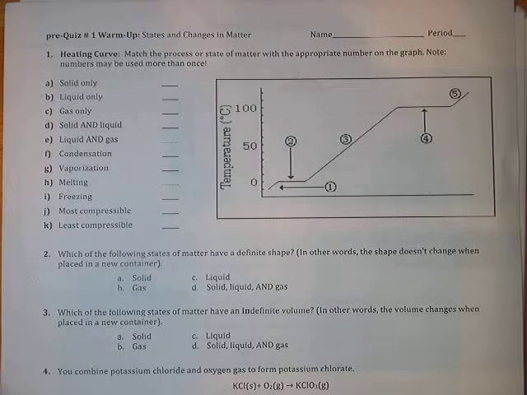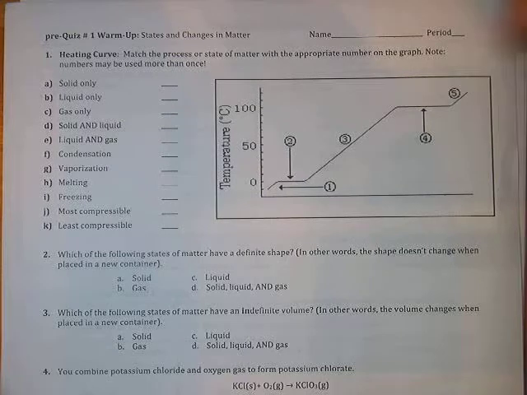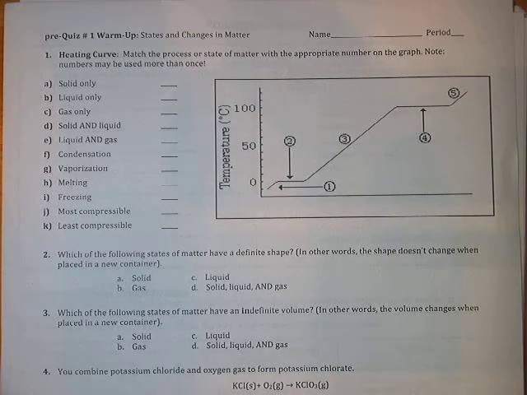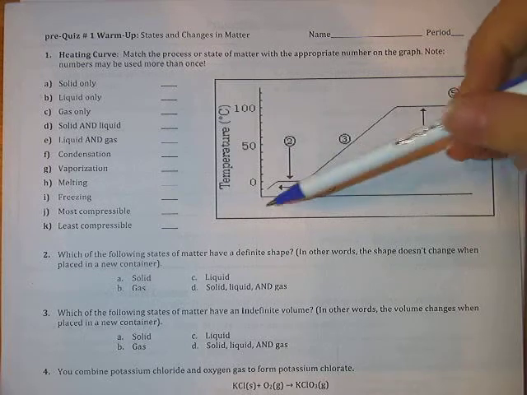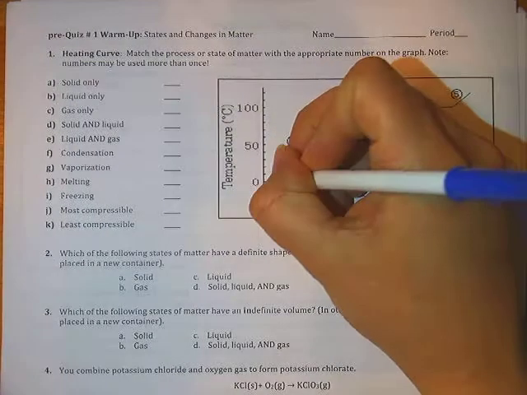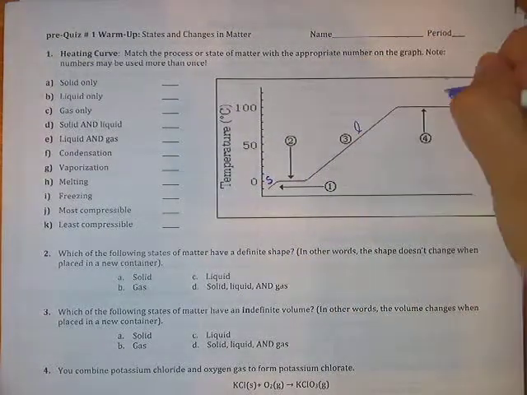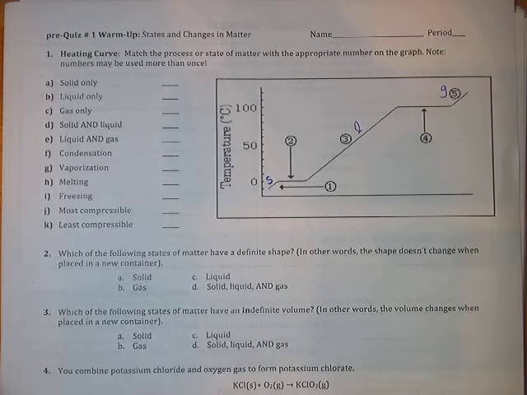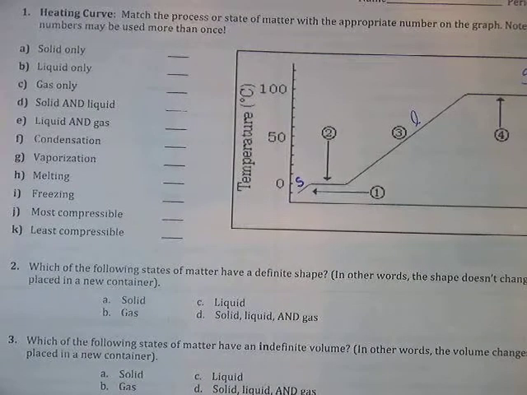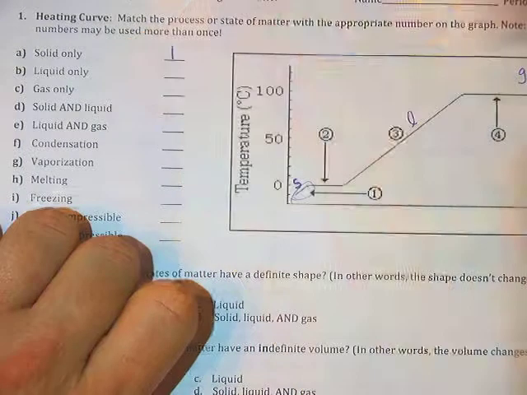All right, and if the video is playing now, then you must be done with your warm-up. Let's talk about this top section with our heating curve, which shows us the states of matter and how they relate to temperature. So when we have a low temperature, remember that's when we have solids. Medium temperature is liquids, high temperature is gases, which means that right there helps us fill in a lot of this stuff. Solid only is this section number 1.